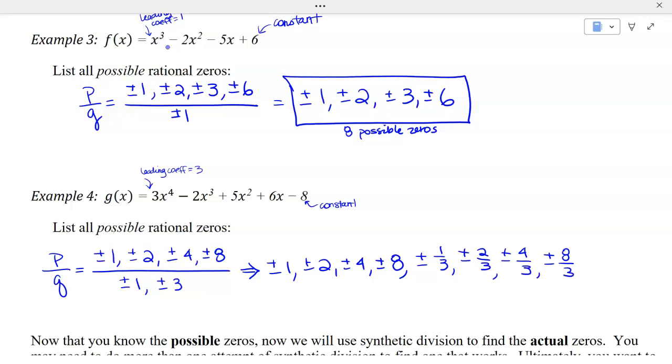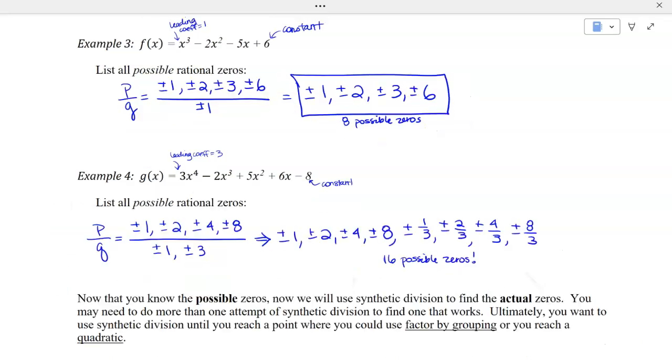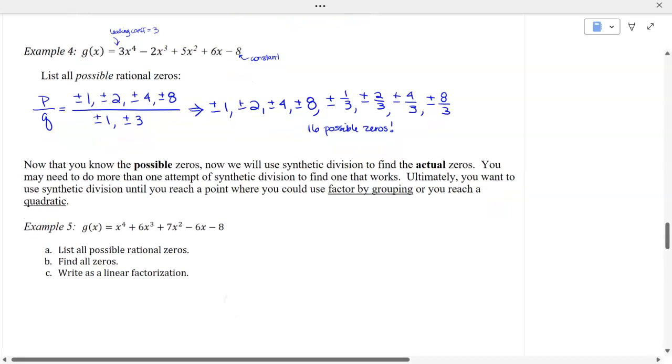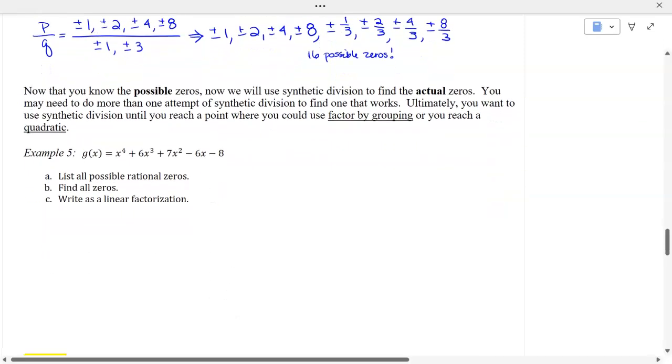Whew, that's a lot of possibilities. Let's see how many possible zeros we have. 2, 4, 6, 8, 10, 12, 14. We have 16 possible zeros here. That's a lot. Okay, so once we know the possible zeros, we can use those to start using synthetic division to try to figure out what the actual zeros are.